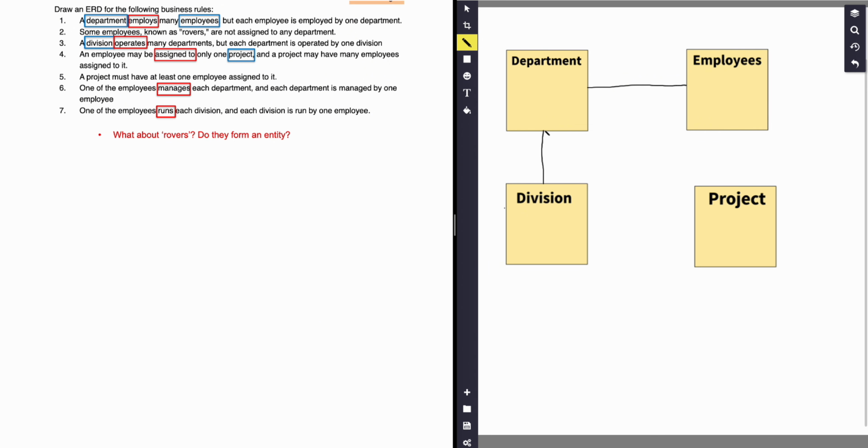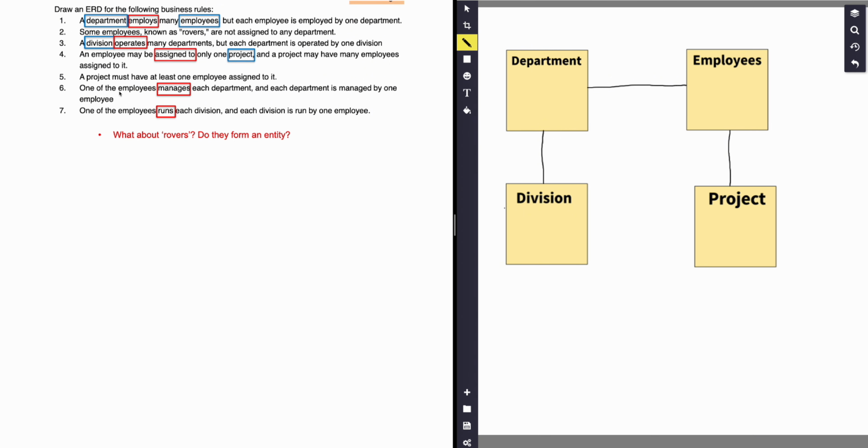The division and departments has that relationship there. And then, so it says, but each department is operated by only one division. That's fine. An employee may be assigned to only one project. And a project may have many employees assigned to it. So that's talking about the connectivity there. A project must have at least one employee assigned to it.